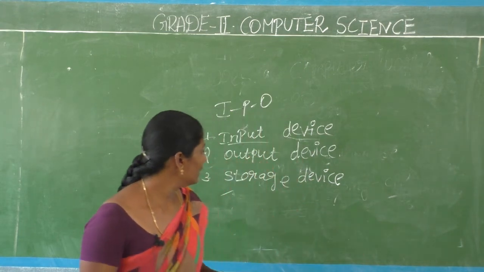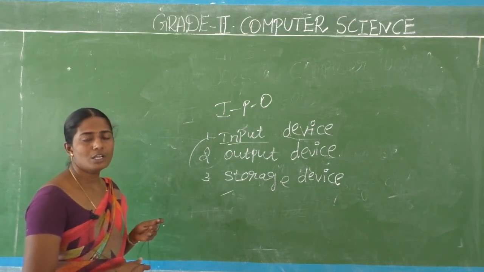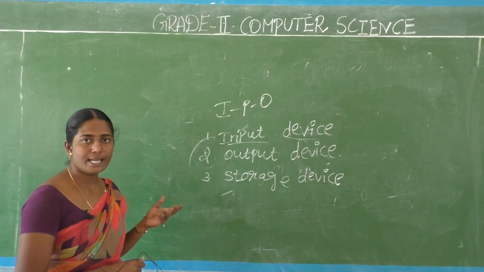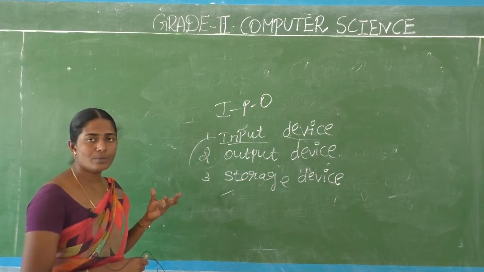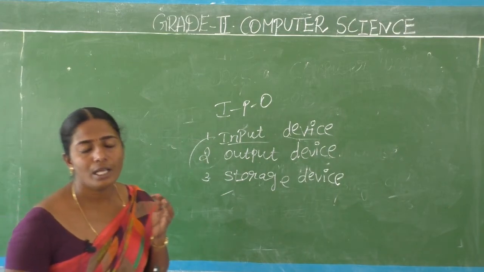Now, what is the output device? We get the result, and we see the result on the monitor. It is called the output device. What are all the output devices?